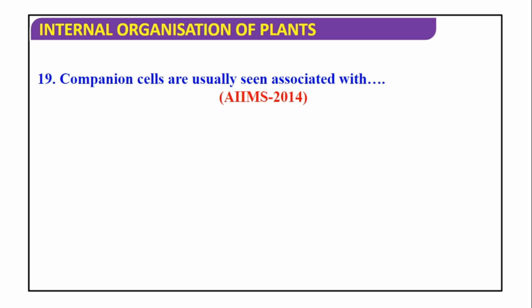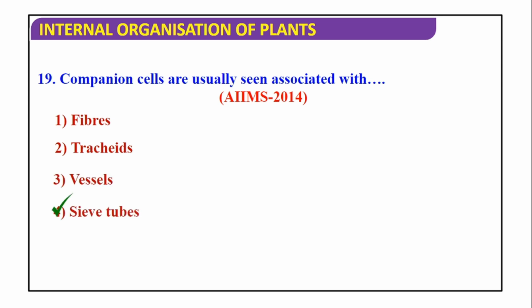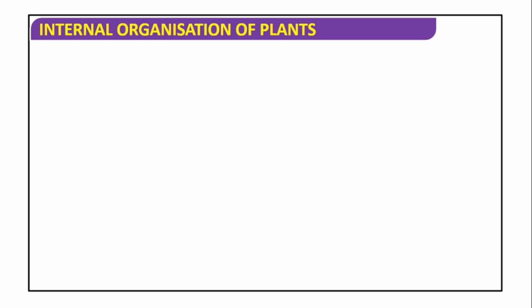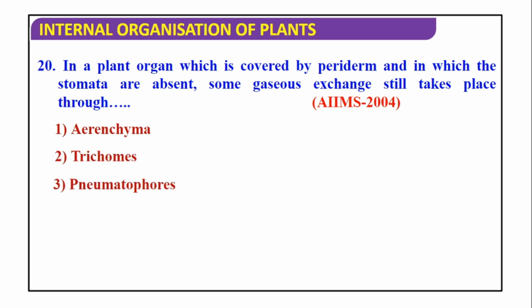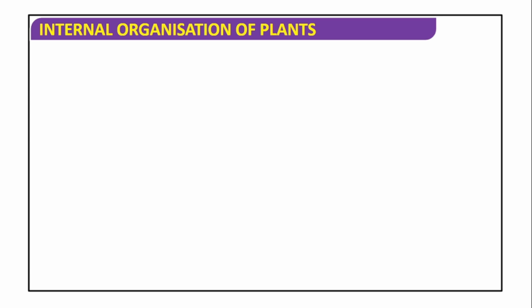Companion cells are usually seen associated with fibers, tracheids, vessels and sieve tubes. So the companion cells are usually seen associated with the sieve tubes, which is the correct answer. Next question, in a plant organ which is covered by periderm and in which the stomata are absent, some gaseous exchange still takes place through parenchyma, trichomes, pneumatophores and lenticels. The correct option is the lenticels.